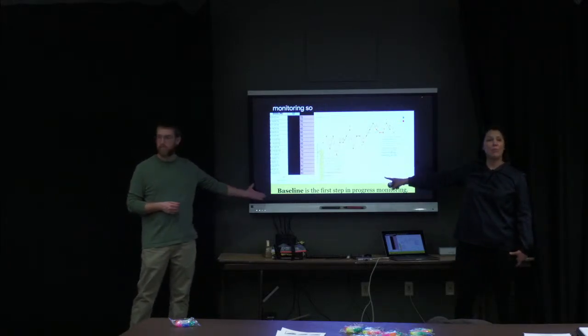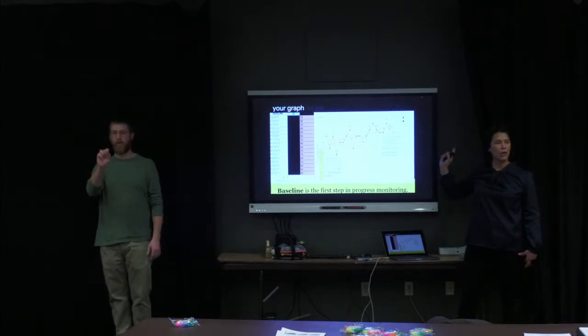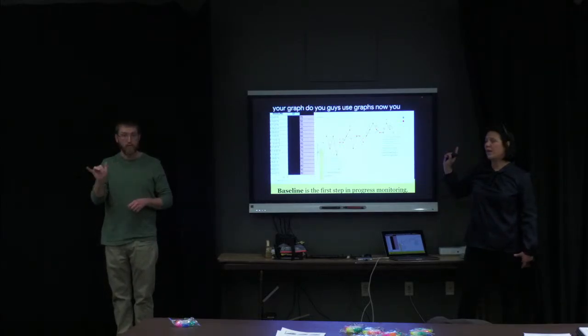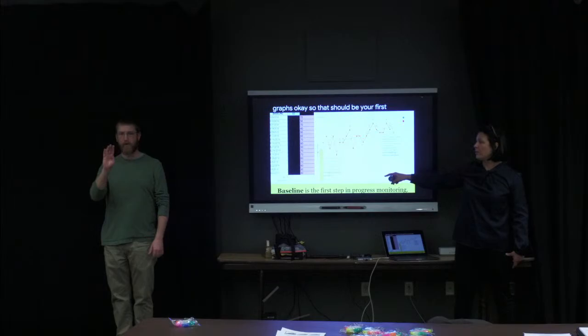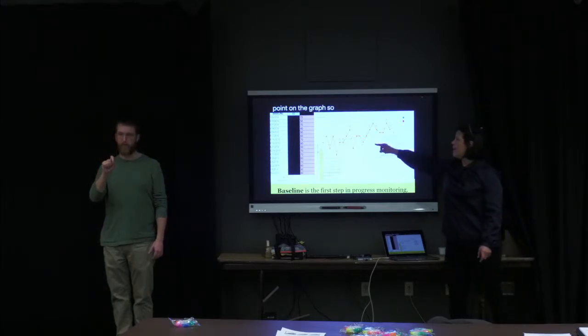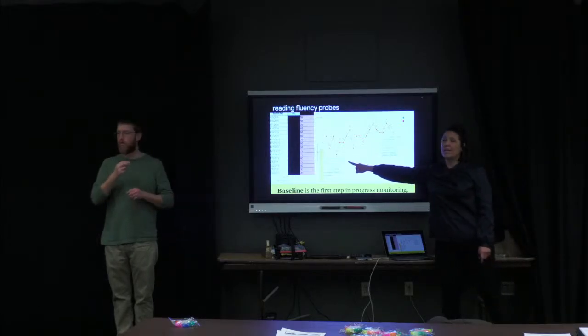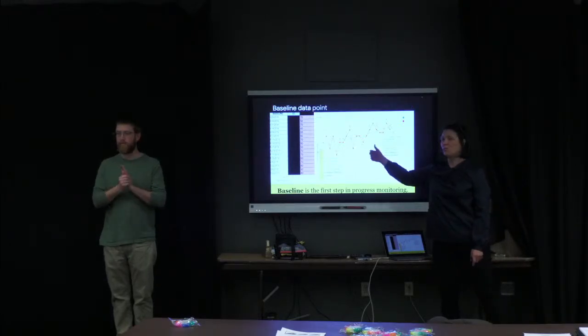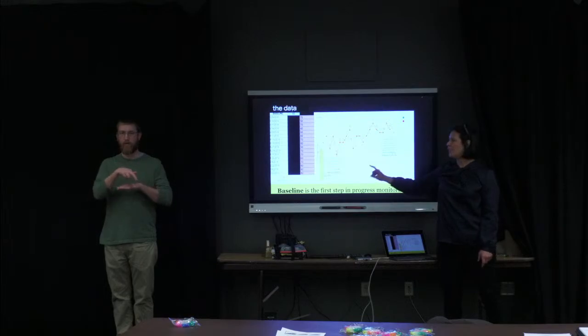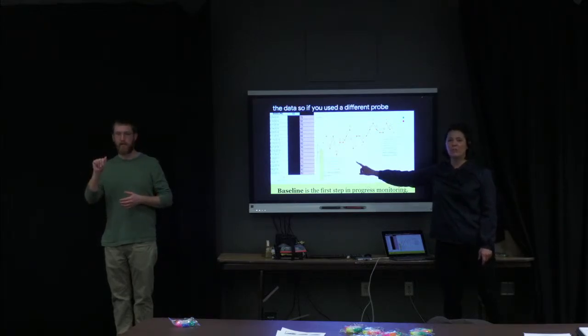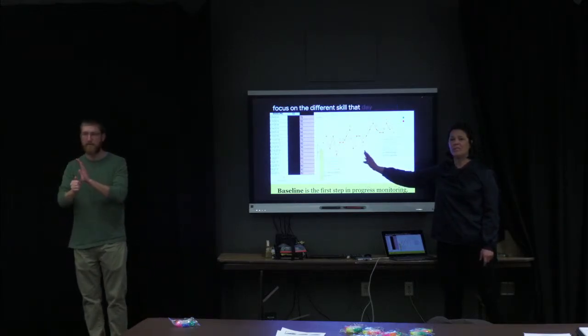Okay, so right here, baseline is the first step in progress monitoring. So that's your first data point on your graph. Do you guys use graphs? Y'all use graphs? Okay. So that should be your first data point on the graph. So these are all using oral reading fluency prose. This data point, your baseline data point, needs to relate to the rest of the data. So if you've used a different probe, you're focused on a different skill, that data point is meaningless.